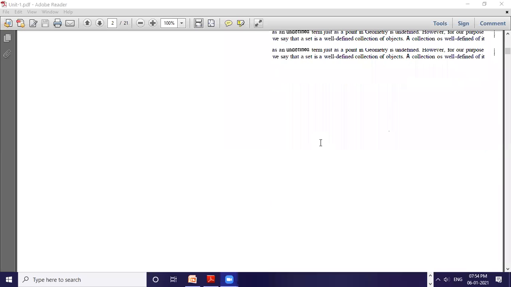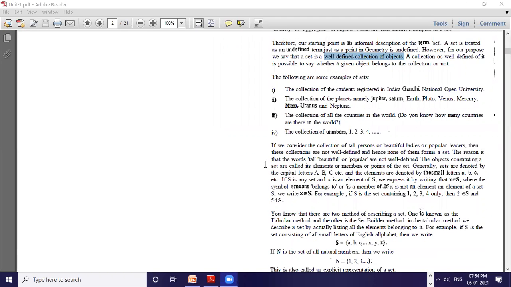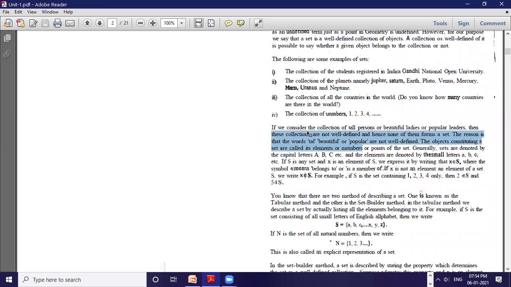If we consider... ये जो मैं यहाँ पे आपके लिए highlight करके जा रहा हूँ उसमें ध्यान देना. ठीक है. If we consider a collection of all tall persons or beautiful ladies or popular leaders, then these collections are not well defined. Hence, none of them forms a set. So, इस वाले point पे ध्यान दो. What I have said, if we consider a collection of all tall persons or beautiful ladies or popular leaders, then these collections are not well defined. Hence, none of them is a set.